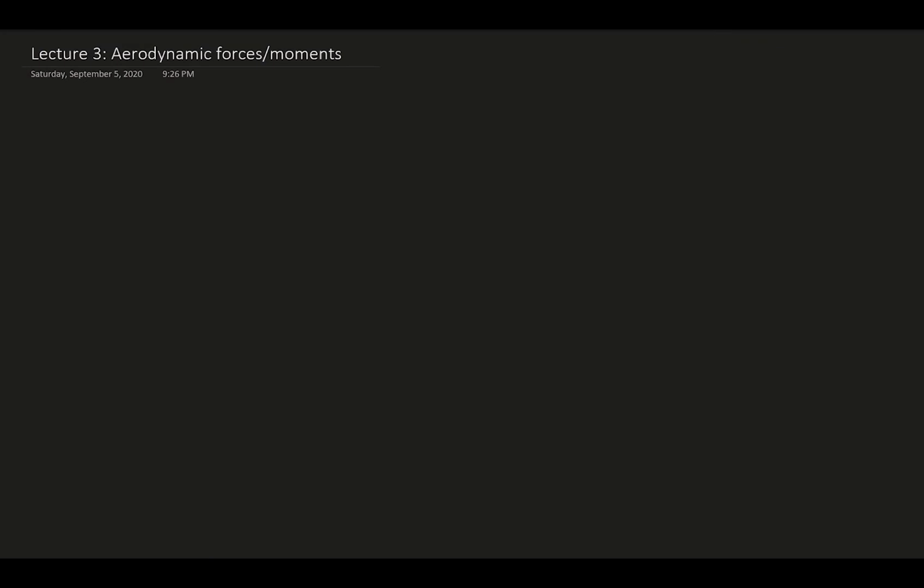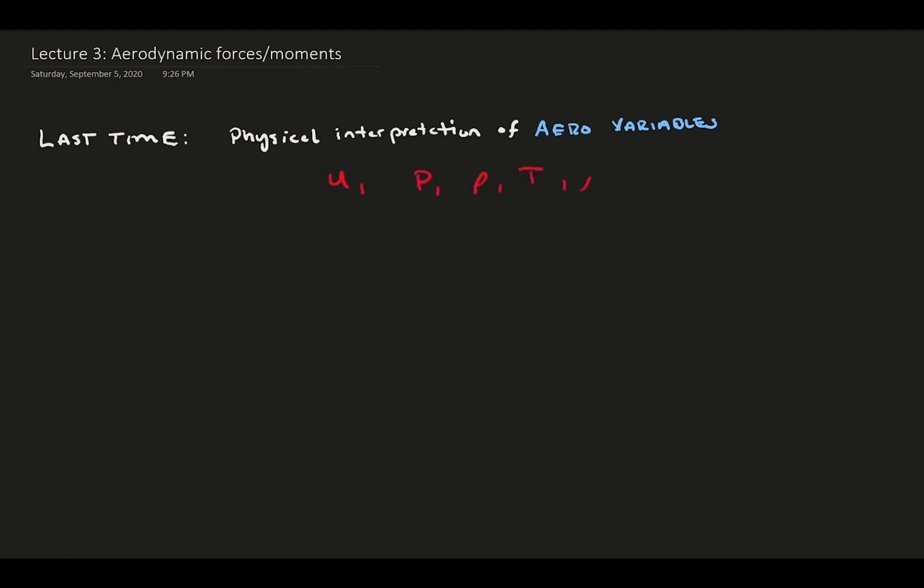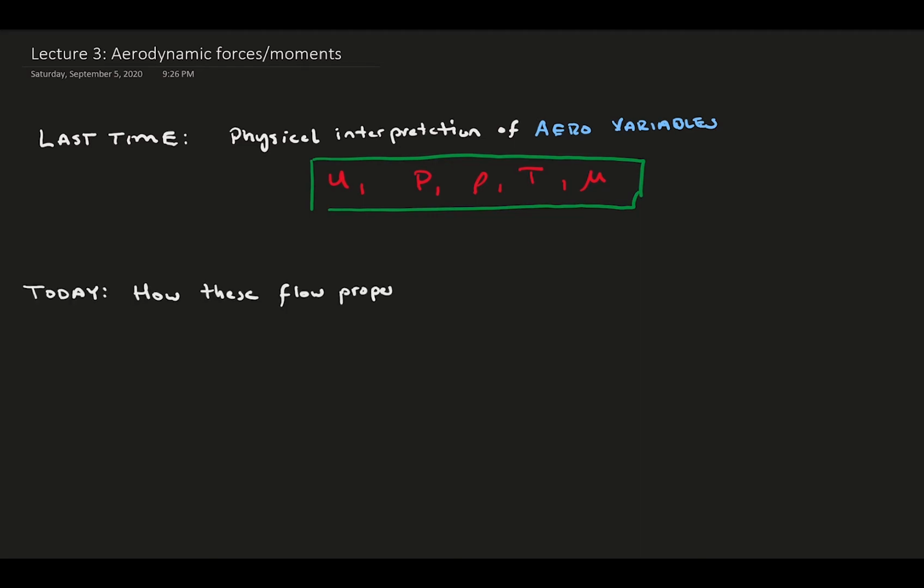Hi, and welcome to our third lecture in aerodynamics. Last time, we briefly covered the variables that most commonly appear in the study of aerodynamics and how these fluid characteristics lead to forces on an object. Today, we'll cover how distributions of these flow properties, specifically the pressure and shear, generate body forces on an object and the resulting moment. So, let's jump right in.